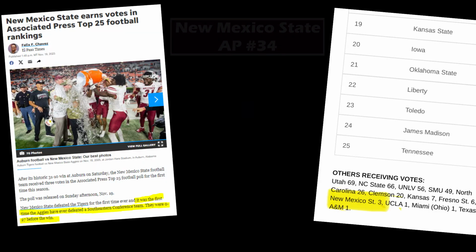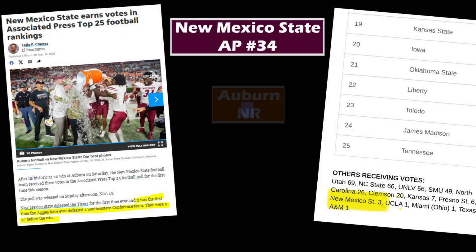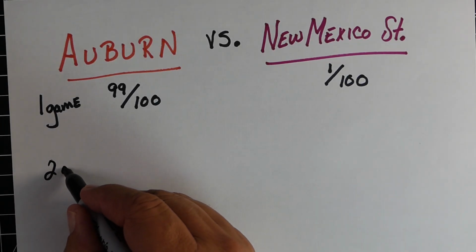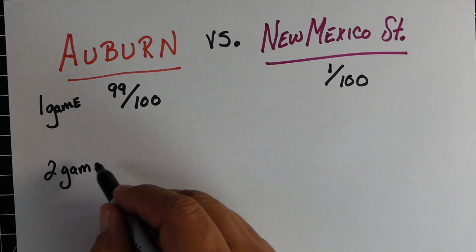But for this one day, New Mexico State was able to win. Because of this victory, New Mexico State ends up ranked number 34 in the AP poll. Auburn was unranked. So which team would be favored? The team that's ranked higher? No. It's still Auburn because they are rated as a much better team. And most people, I think, would understand that Auburn would probably win the rematch.